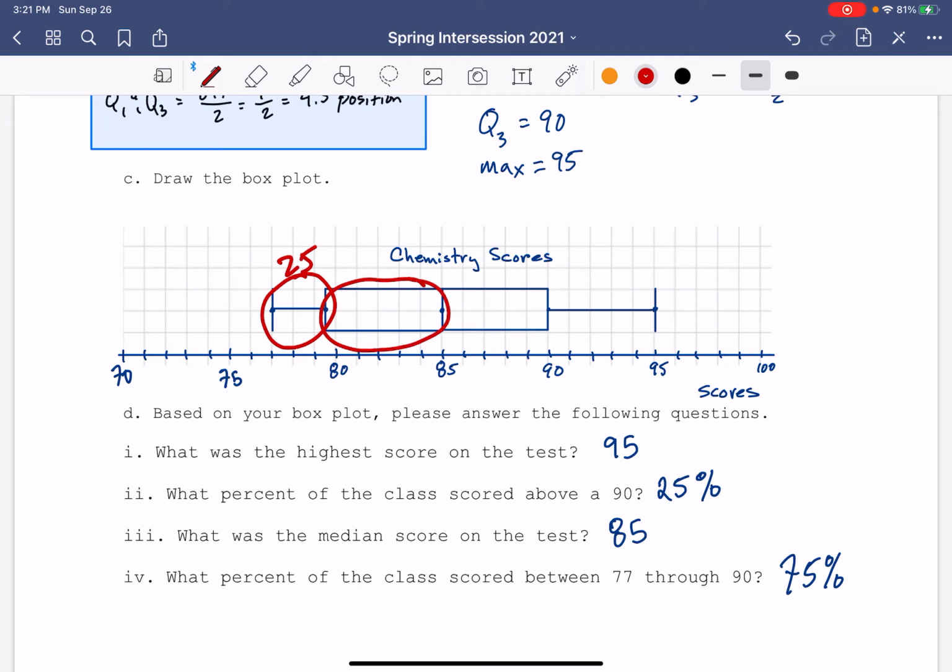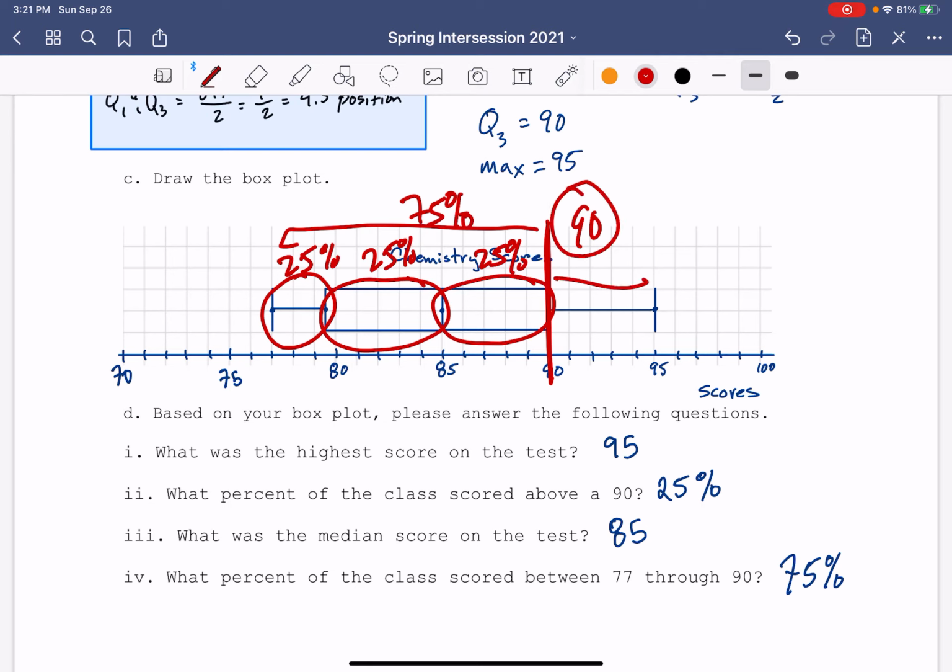From here to here is another 25%. And from here to here is another 25%. Right? And because 90 is right here, a score of 90. And let's not confuse like, oh, it's a 90% or whatever. You scored a 90. So 75% of students scored below a 90. And then 25% of students scored above a 90.